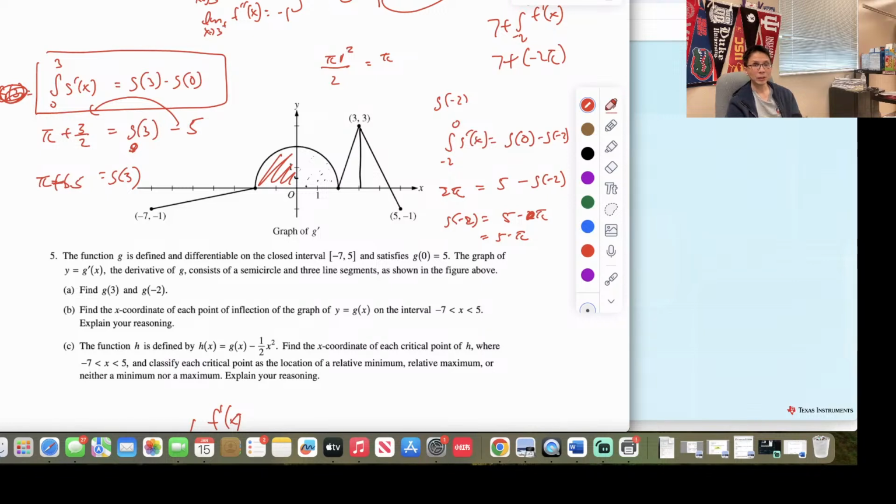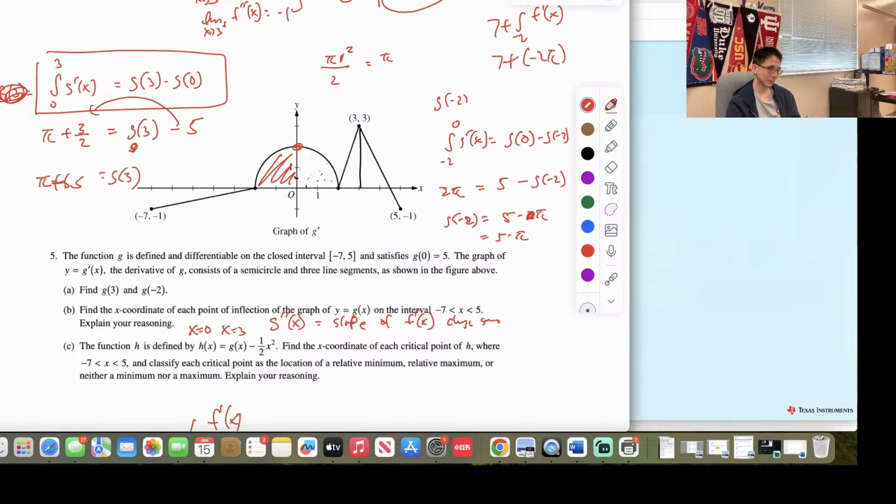Okay, so point of inflection of g means g double prime of x changing sign. But g double prime is equal to the slope of f prime of x, right? Because slope means prime, right? Slope of f prime changing sign, so therefore it happens at x equal to 0 and x equal to 3. Is that okay?